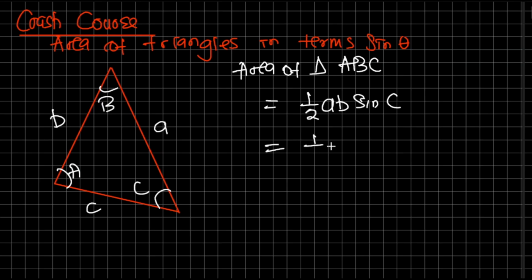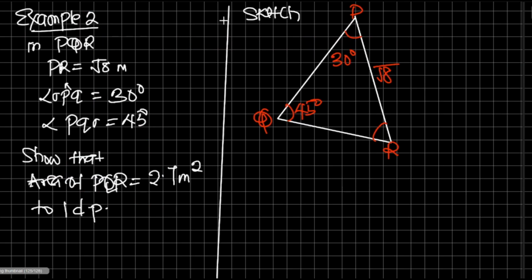which is the same thing as 1 over 2 BC sine A, which is the same thing as 1 over 2 AC sine B. So we can use any of these formulas to find the area of triangles in terms of sine. We need two sides and the included angle, the angle in between the two sides. Now that we know this, let's go back and solve our problem.